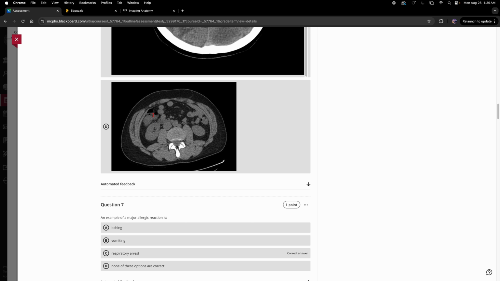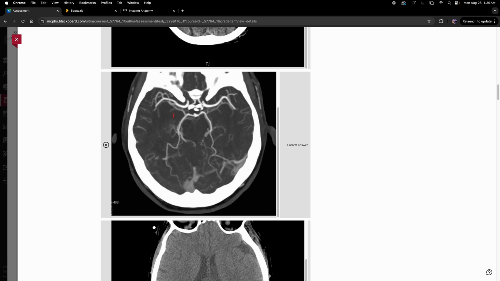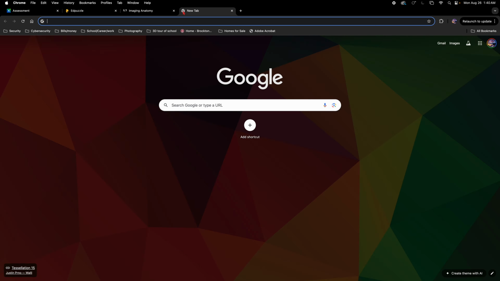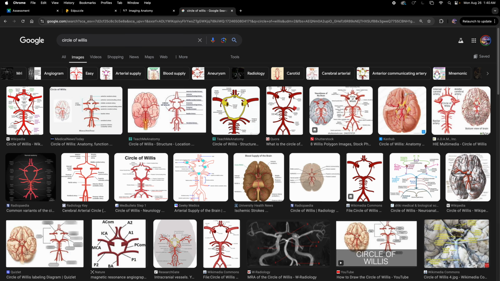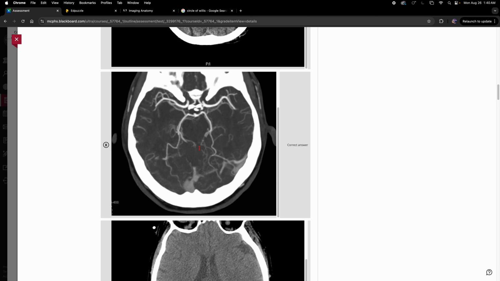So if there was contrast, it would either be ingested in the patient's intestines or injected, whereby we could see it in the blood vessels, the aorta or the IVC, or in the kidneys. So the only one that has contrast here is this one, which shows contrast in the brain, in the circle of Willis. As a reminder, that's what the circle of Willis looks like in a 3D space. In CT, that's what it looks like.